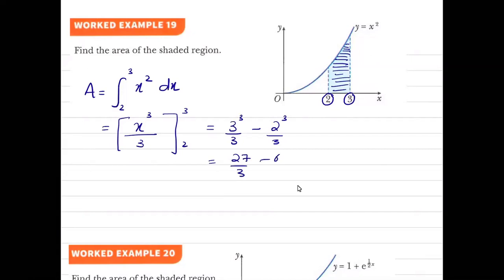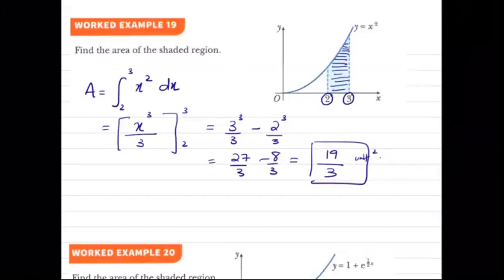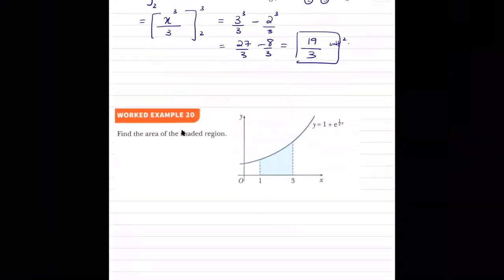27 upon 3 minus 8 upon 3, which is going to come out as 19 upon 3 units square. That is the area for us. Make sense? Yeah. Okay. Let's look at another example.